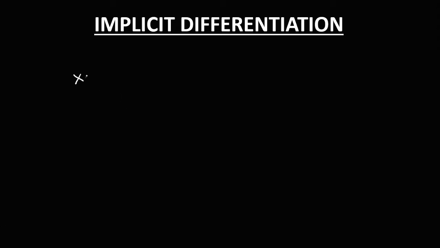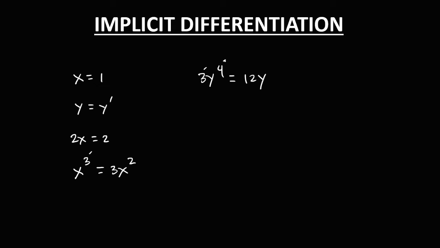So for the derivative of x, that's 1, and for the derivative of y, that's y prime. Then if we have this 2x, this one is 2. Then for x to the power 3, we have 3x, then minus 1 for the exponent, that's to the power 2. Then for 3y to the power 4, we have 4 times 3, that's 12, then y, minus 1 for the exponent, that's 3, then times the derivative of y, that's y prime.